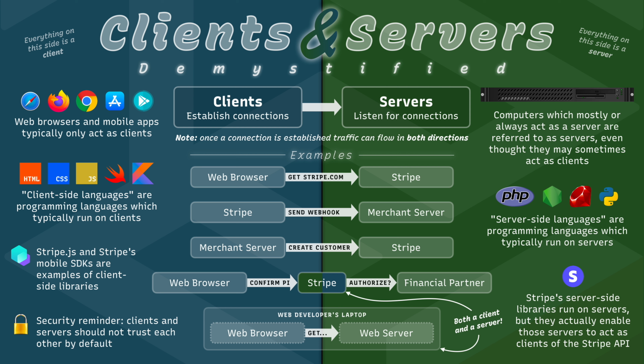To recap, clients establish connections, and servers listen for connections. Some computers are called servers because that's their primary function, but the name server doesn't stop them from establishing connections as clients. Now that you know how clients and servers are defined, you can apply this information to any scenario where two systems are connecting to each other to determine which is the client and which is the server.